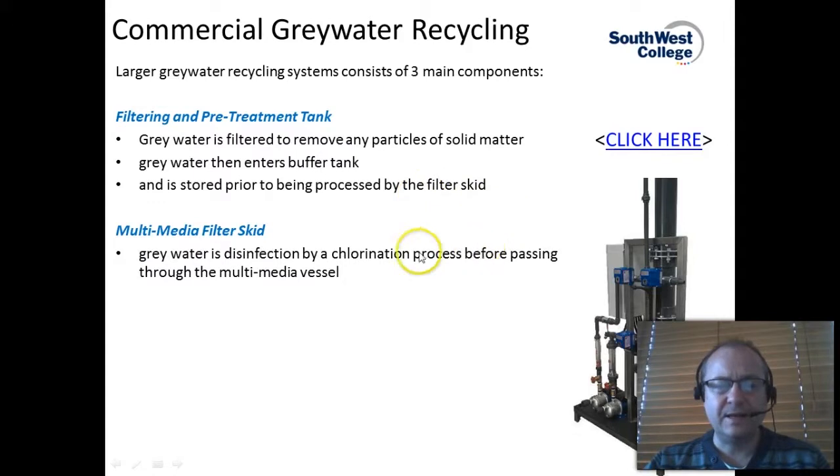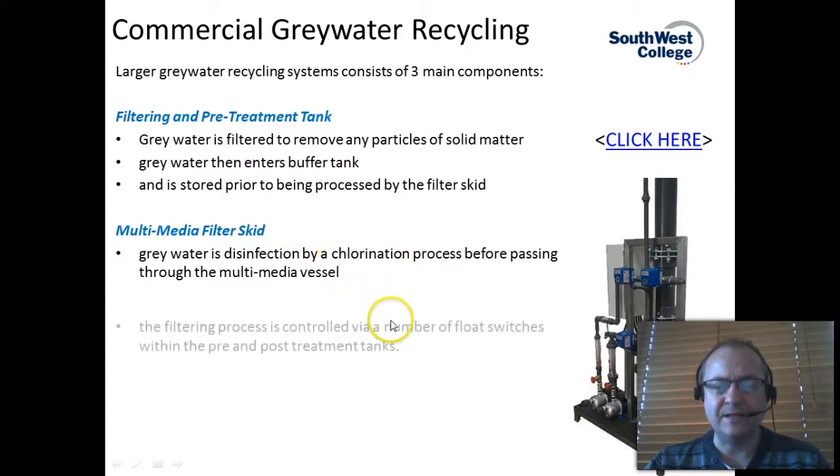So the filter skid is sometimes called a multimedia filter skid, and basically what it does is disinfect the grey water by a chlorination process. So it basically adds chlorine or some other type of disinfecting chemical before passing it out of the multimedia vessel.